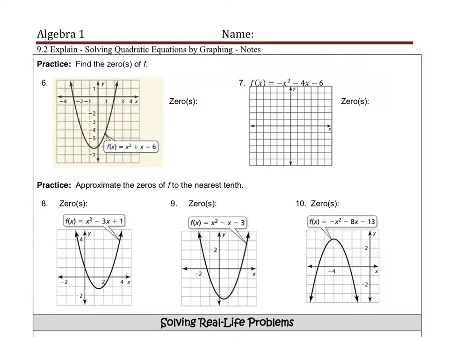On number 7, the easiest way to do this is to put it into your graphing calculator and graph it and find the 2 zeros looking at your graph, or sketch it, or make a table. It's up to you. So pause your video to do the answers for 6 and 7, and then start it back up to check your answers.